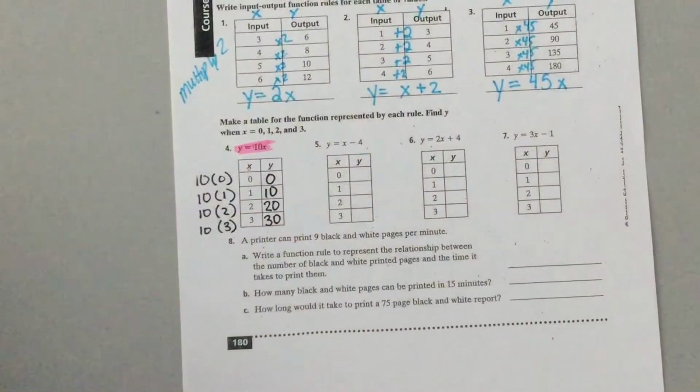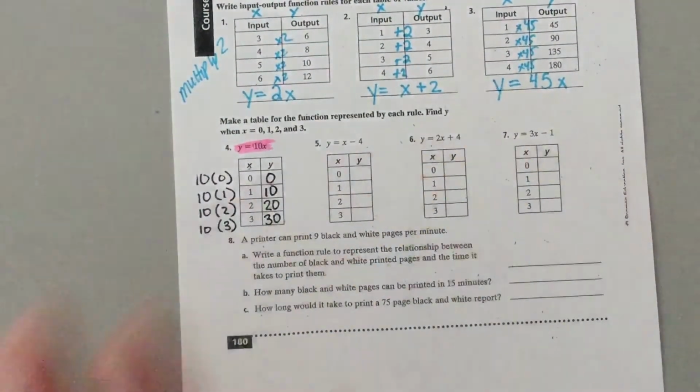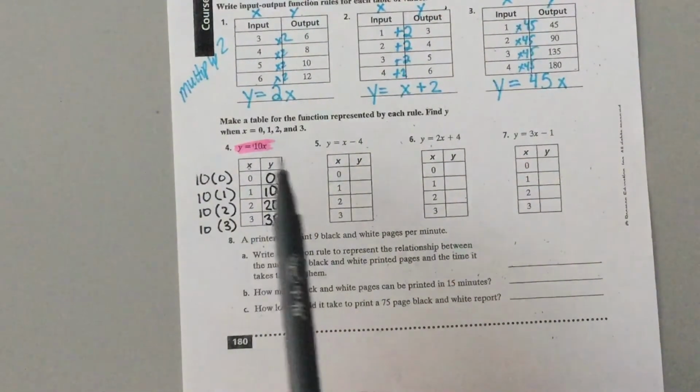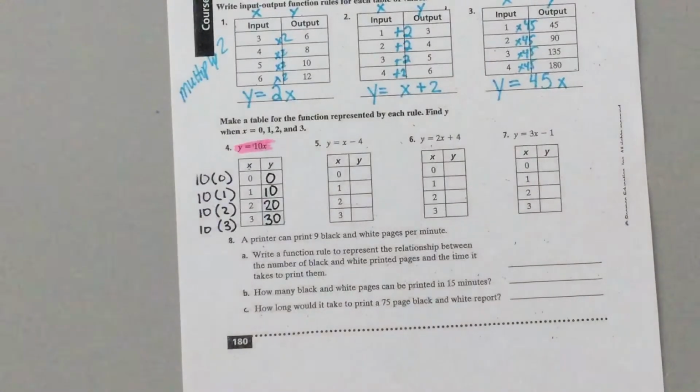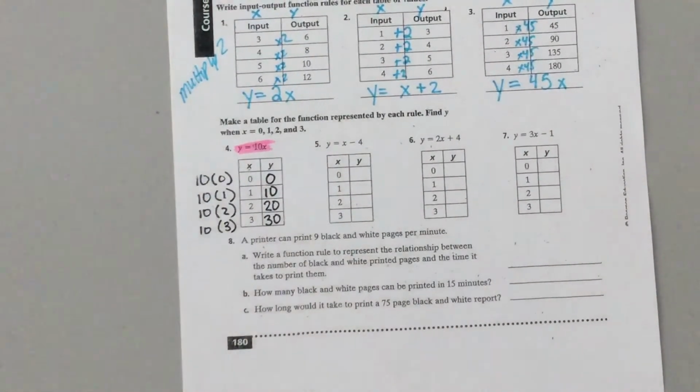Does everybody see that? Although this isn't what we're doing right now, eventually we're going to be able to plot these on the ordered pair. So that's where this is going, using this as an ordered pair. So know that this is where we're going with that.